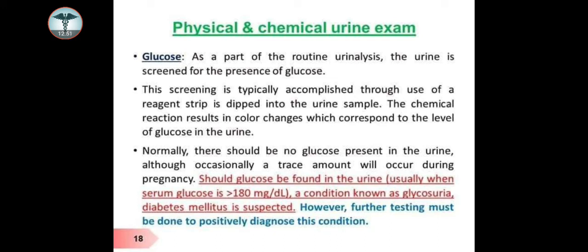Should glucose be found in the urine? Usually, when serum glucose is greater than 180 mg per deciliter, glucose appears in the urine, a condition known as glycosuria. Diabetes mellitus is suspected. However, further testing must be done to positively diagnose the condition.